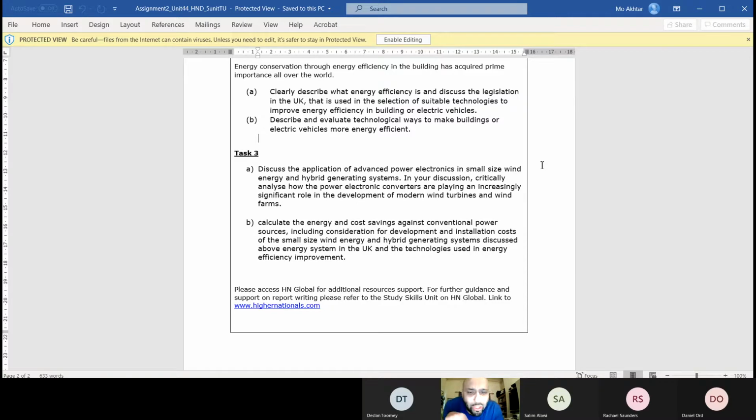Now, some of this, to be honest with you, is the same as in assignment 1. You might take some assignment 1 unit 44 stuff and put it in task 3B. Am I correct? Yeah. So that happens as well. You might find that happens with units. They cross each other and they're very similar.